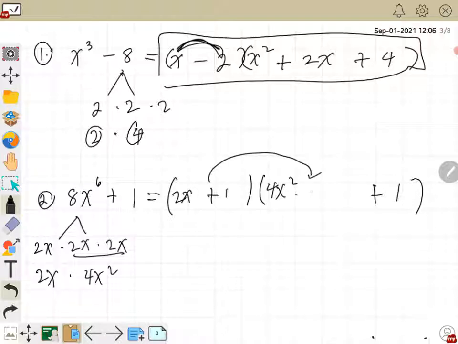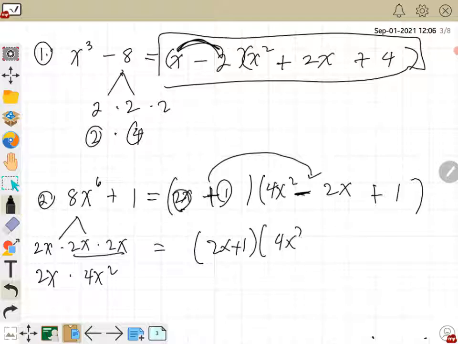minus here, since if it's plus, it's minus here. Multiply 2x and 1, multiply this and that, so that is 2x. This is now your factor: 2x plus 1 times 4x squared minus 2x plus 1.